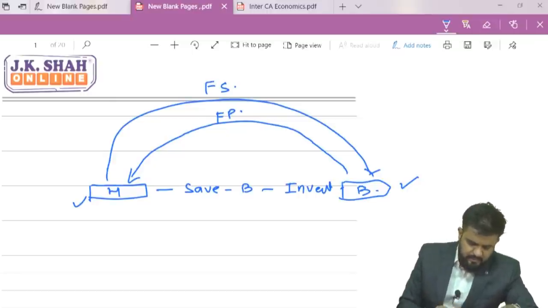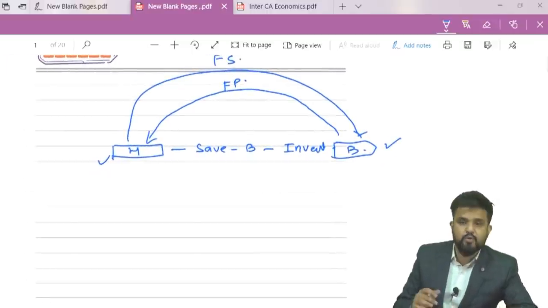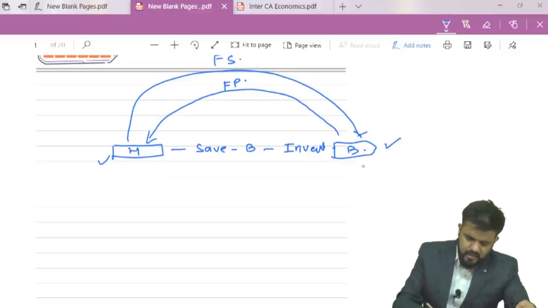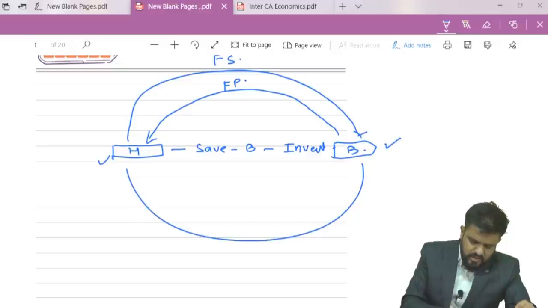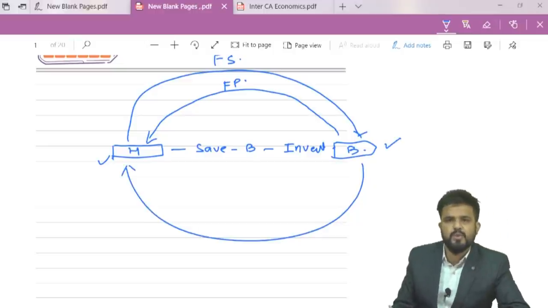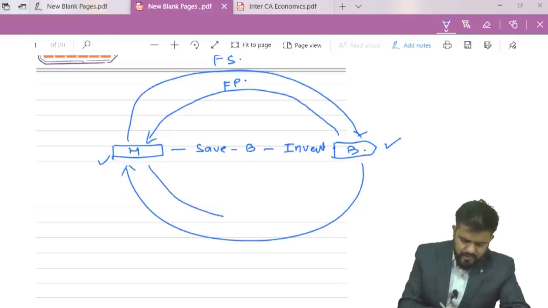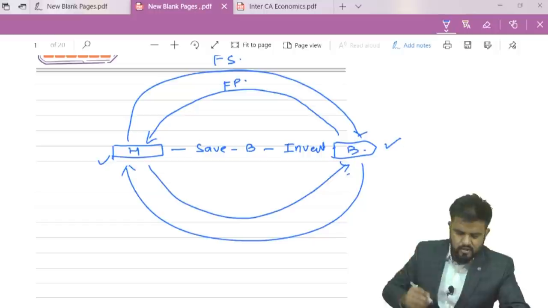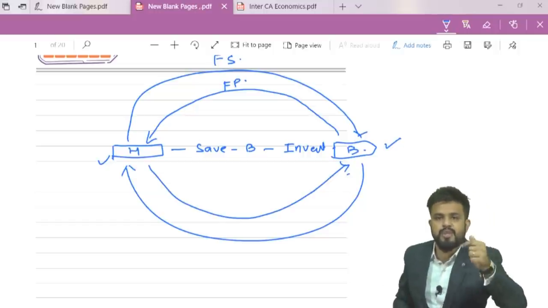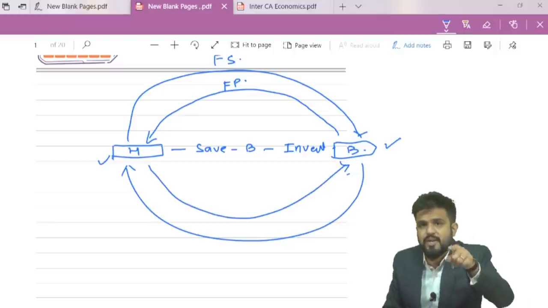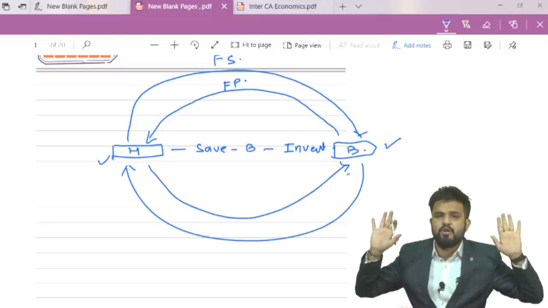Now can I say business is going to produce goods and services? Consumers are going to consume goods and services. So can I say from business, goods and services will enter my house? But am I going to purchase them for free? No, I am supposed to make payment. So households will make payment to business. Now whose income and whose expenditure? Household's expenditure, business income. This is your circular flow.